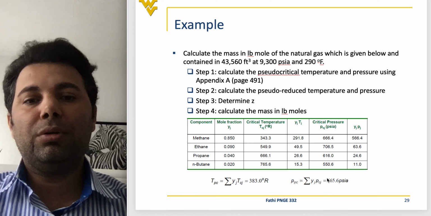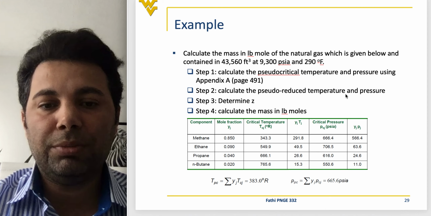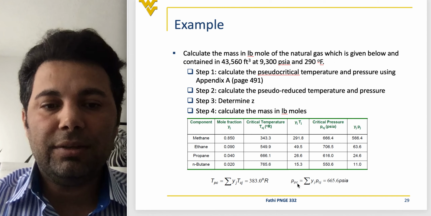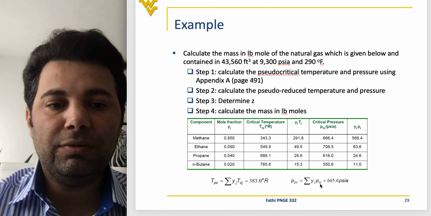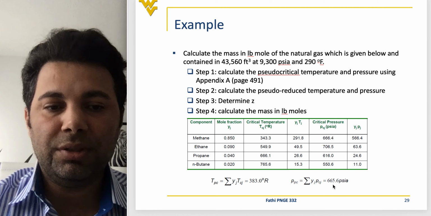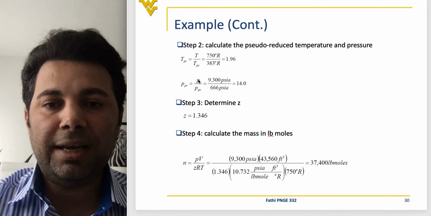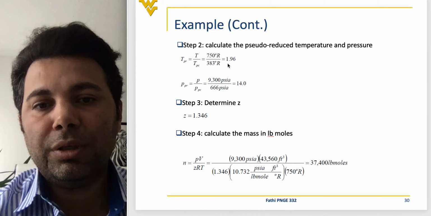Now I need to find the pseudo-reduced temperature and pressure. So in step 2, the pseudo-reduced temperature is the actual temperature, 290 plus 460, converted to Rankine, divided by the pseudo-critical temperature. And the pseudo-reduced pressure is the actual pressure, 9,300, divided by the pseudo-critical pressure, which is 665. So actual temperature divided by TPC, actual pressure divided by PPC. My pseudo-reduced pressure is 14, and my TPR is 1.96.